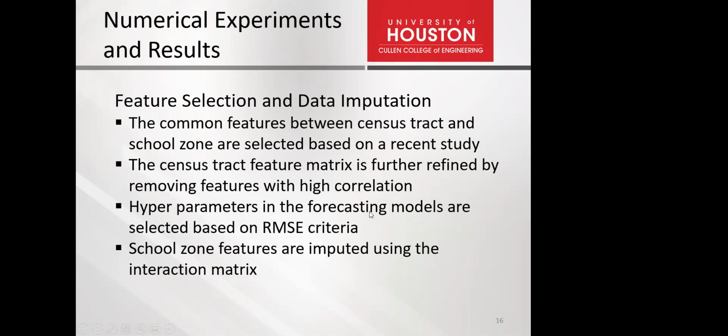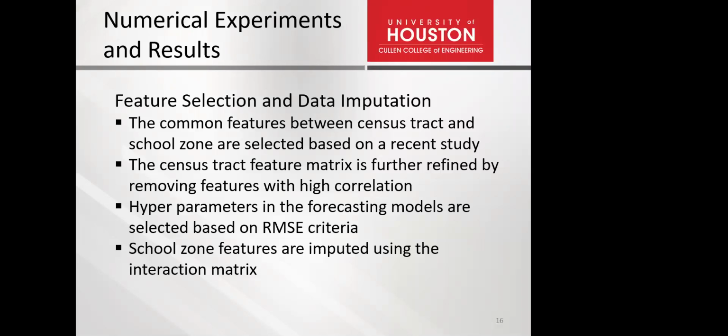Next, in order to identify the hyperparameters in our forecasting model, we predict the demand in all school zones but one, and then use the RMSE criterion to see which parameters give the best value. So what we essentially do is leave-one-out cross validation for those models and then see which hyperparameters are performing the best.